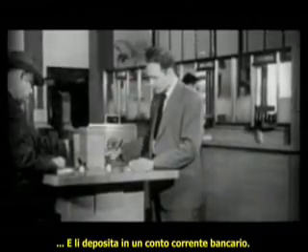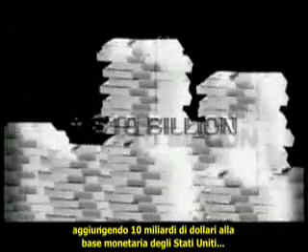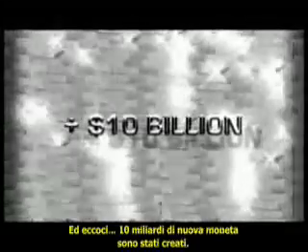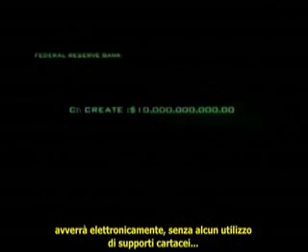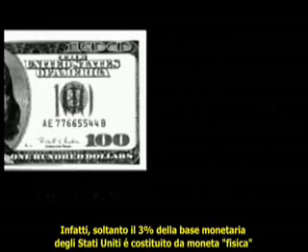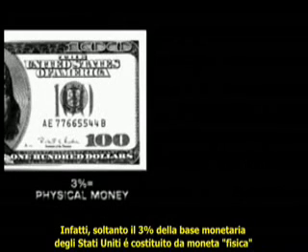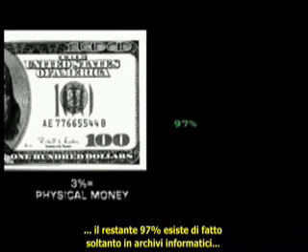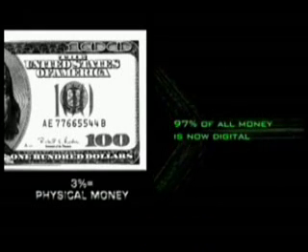Once this exchange is complete, the government then takes the $10 billion in Federal Reserve notes and deposits it into a bank account. And upon this deposit, the paper notes officially become legal tender money, adding $10 billion to the U.S. money supply. And there it is. $10 billion in new money has been created. Of course, this example is a generalization, for, in reality, this transaction would occur electronically, with no paper used at all. In fact, only 3% of the U.S. money supply exists in physical currency. The other 97% essentially exists in computers alone.